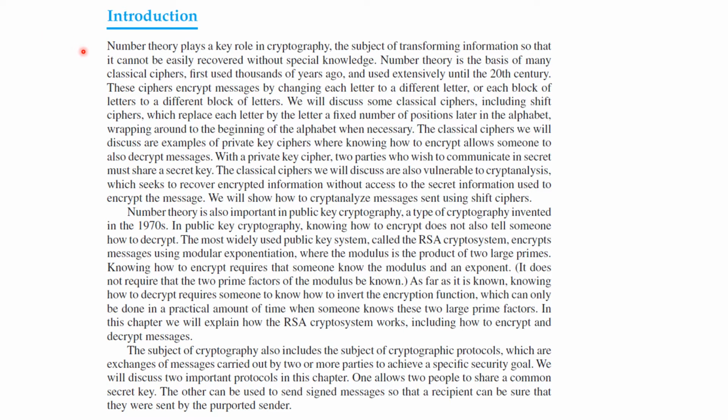By way of introduction, number theory plays a key role in cryptography, the subject of transforming information so that it cannot be easily recovered without special knowledge. Number theory was the basis for many of the classical ciphers, first used thousands of years ago, and was in fact still used extensively until the 20th century. Those ciphers encrypt and decrypt messages by changing each letter to a different letter, or a block of letters to a different block of letters. We'll discuss some of the classical ciphers, including shift ciphers, as well as affine ciphers.